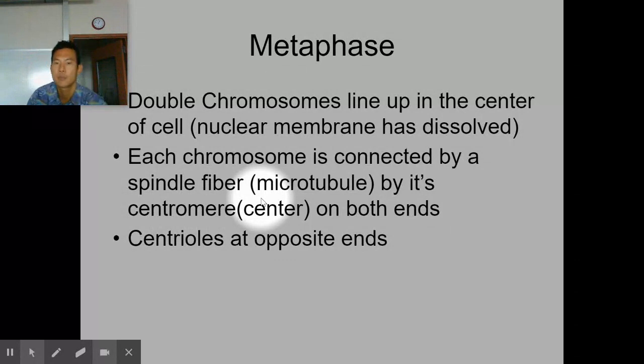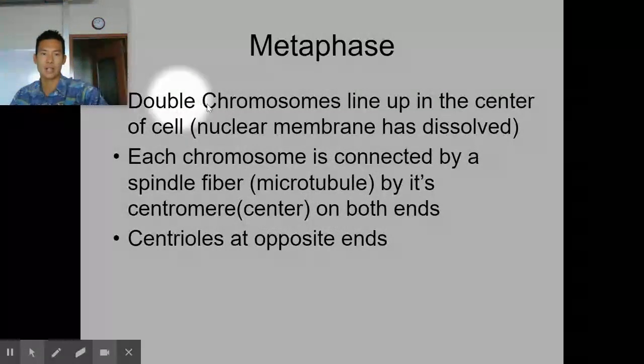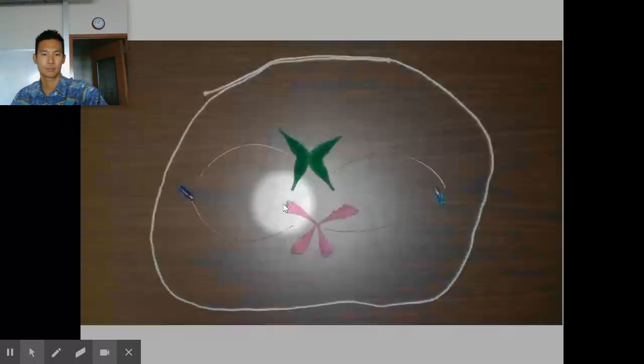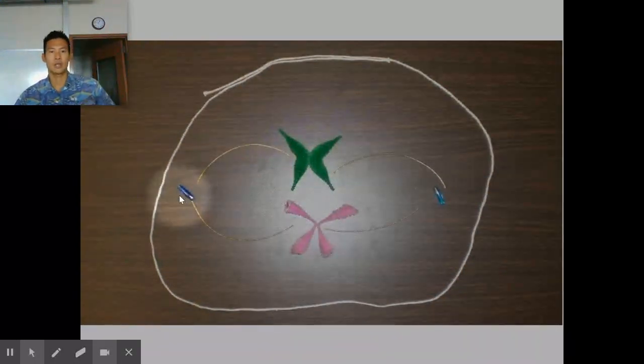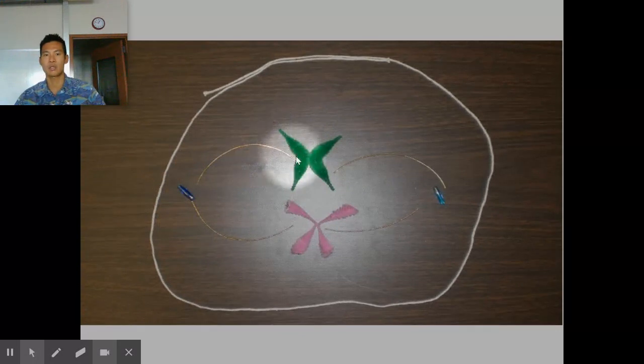Your spindle fiber is created by these centrioles. These are proteins, and these are cell organelles that create more and more proteins. In this case, they use these protein strands called microtubules to push the X-shaped double chromosomes into the center. Here's the centriole, the protein. It spun a protein strand that pushed the chromosomes into the center.